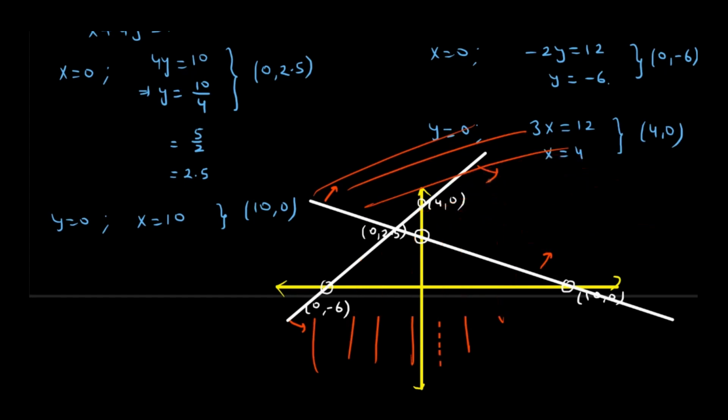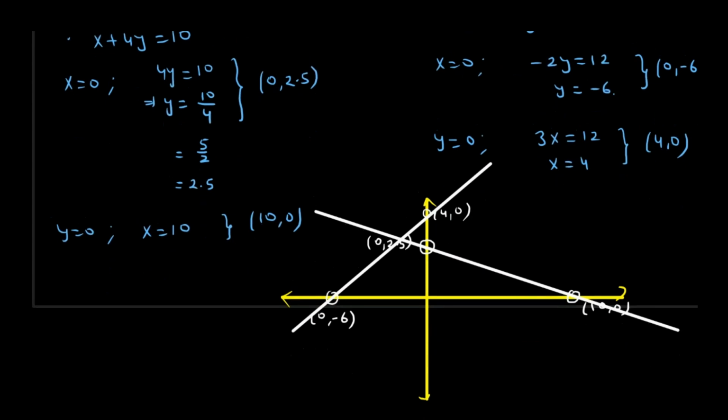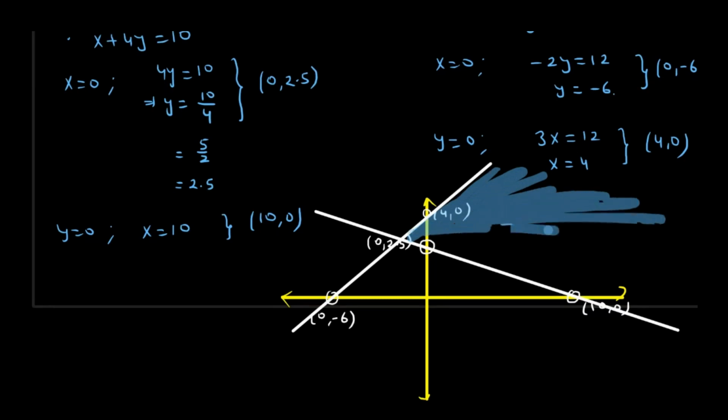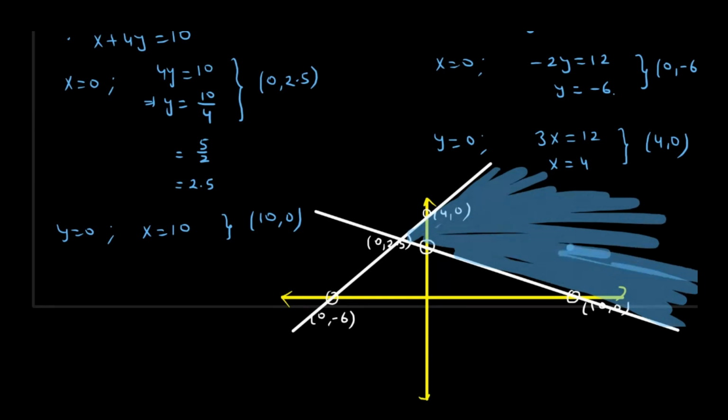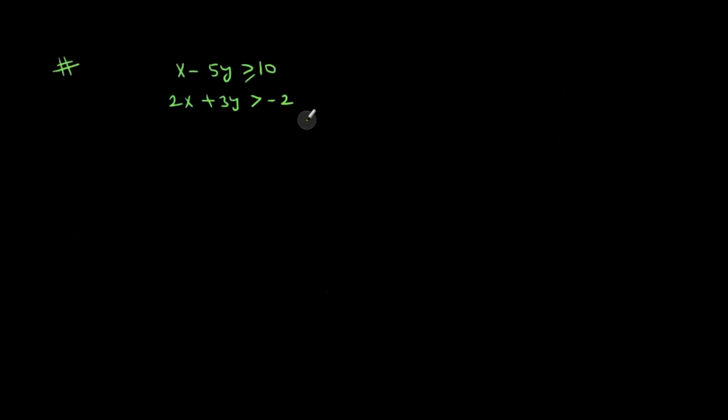So let me just graph it. Let me in fact shade it over here. So this will be the required region, which is common for both of them. And hence this is the required solution for the pair of inequations. Let's talk about the next one.